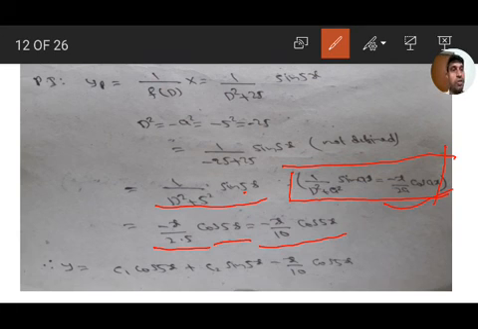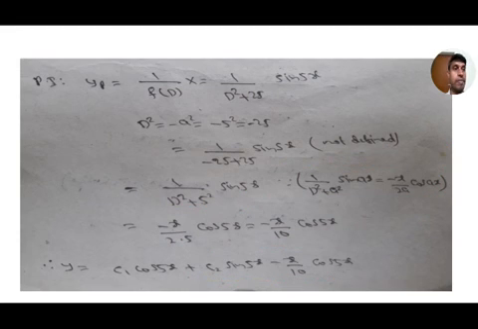Therefore, general solution of equation 1 is complementary function plus particular integral. We get y equal to c1 cos 5x plus c2 sin 5x minus x by 10 cos 5x. It is the solution of the given equation.